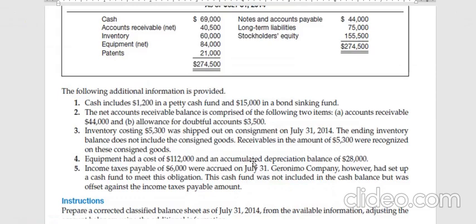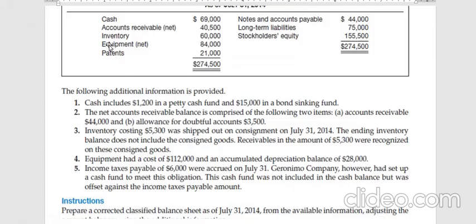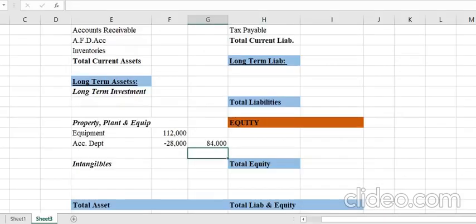And further it says an accumulated depreciation of $28,000. So I will write here accumulated depreciation minus how much? $28,000. Okay, I will put this in parentheses, in the sub column. So $112,000 minus $28,000 gives me an $84,000 balance. And if you see here, equipment net $84,000 was also given in the numerical. It's just that we had to present it in a slightly different manner.